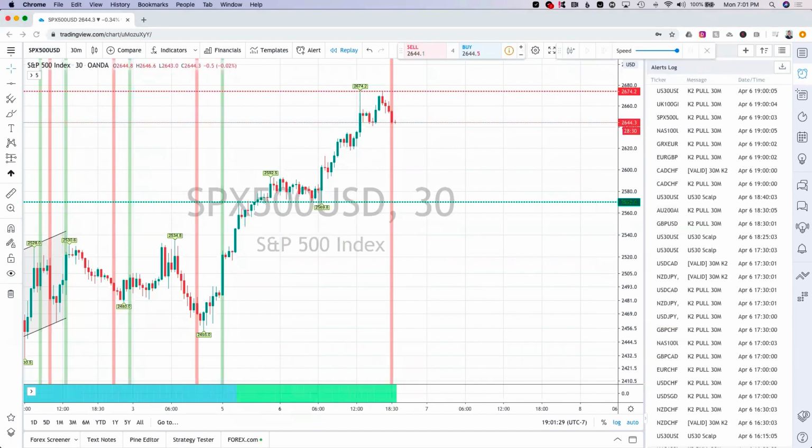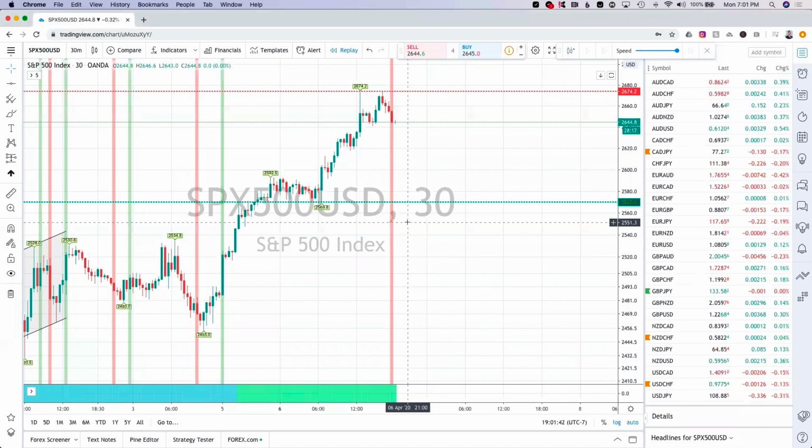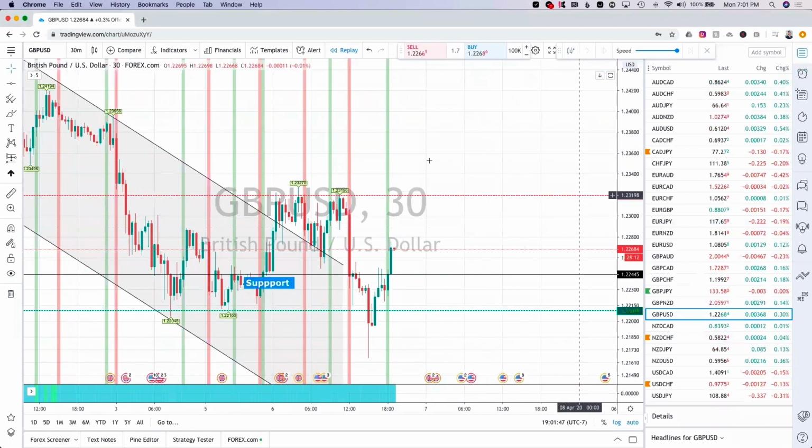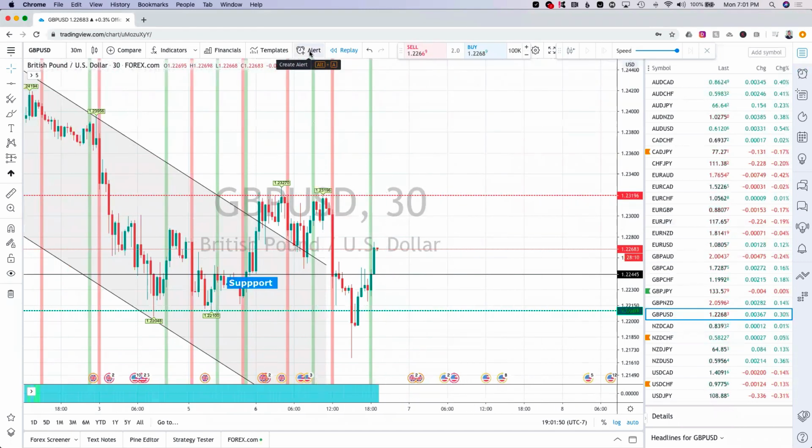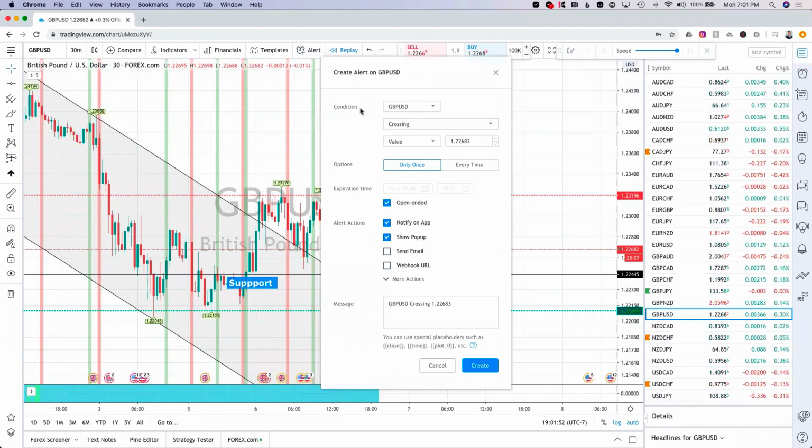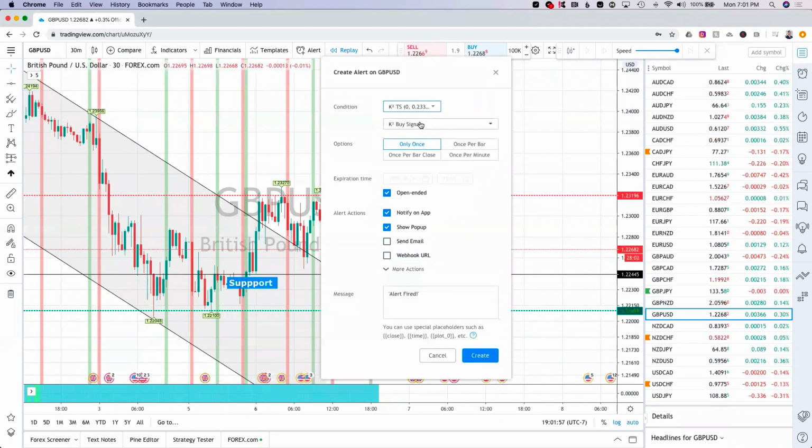So how do you set up alerts for all the pairs? My bad, I was admitting people to the chat. If you want to set an alert for a pair, all you got to do is go to the specific pair that you want the alert for. Say you want an alert for GU, all you need to do is click on alert up here. After you click on that, where it says condition, you'll change that to the K2 TS indicator, and then change this to signal fired. And then you'll change this to once per bar close.